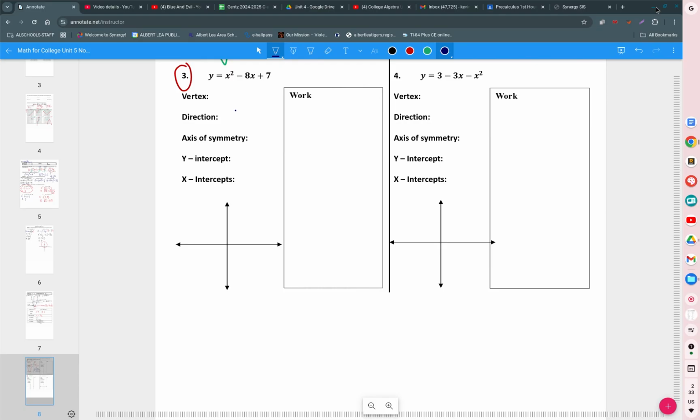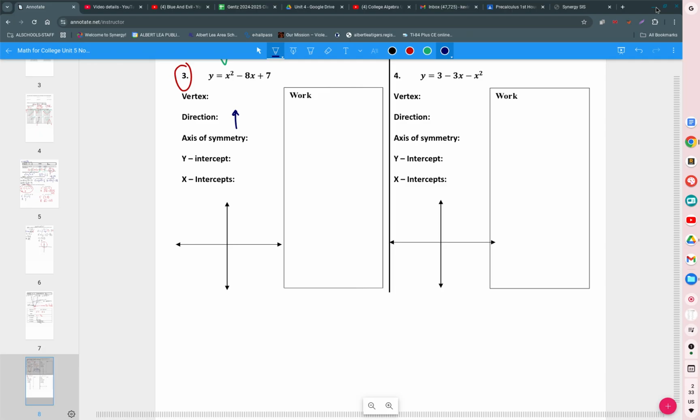Down. Which is it? Why is it up? Because the x squared is positive. Caitlin, did you say negative because you saw -8x? Yeah, that was the first thing I saw. Okay, that's all right. Don't worry about it. Thank you for giving me the answer.